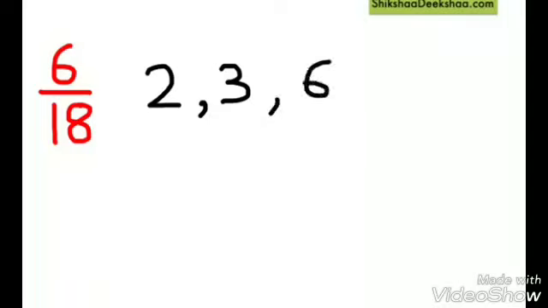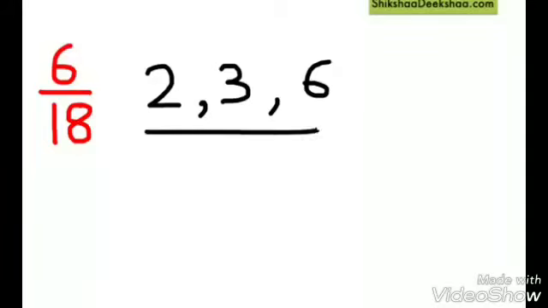Let's take a fraction 6 by 18. To simplify this fraction, let's write what all numbers can divide both 6 and 18 without leaving a remainder. Or in other words, let's write in whose table we have both 6 and 18. In 2's table we have both 6 and 18. There is one more number 3. In 3's table also we have 6 and 18, and in 6's table also we have 6 and 18.